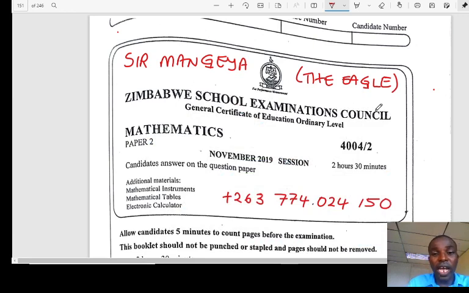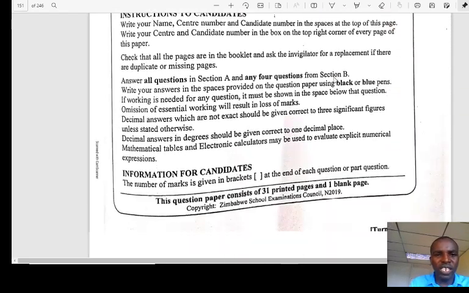Right. So this one is November 2019 ZIMSEC paper 2. Please note the instructions. Instructions are very, very important actually. Whenever, or before even writing this paper, you have to take note of the instructions.